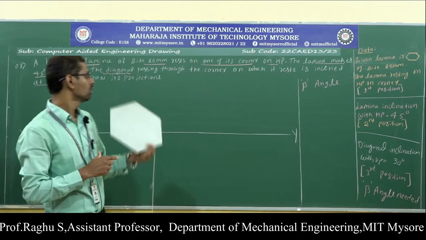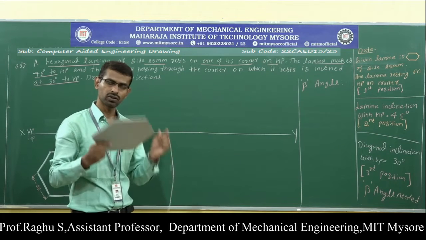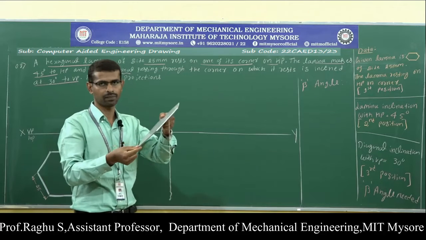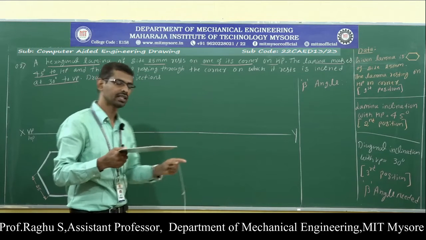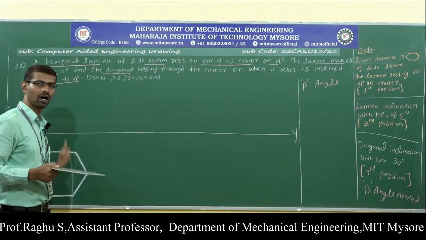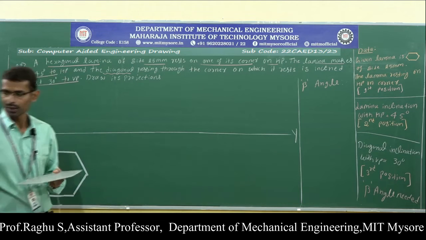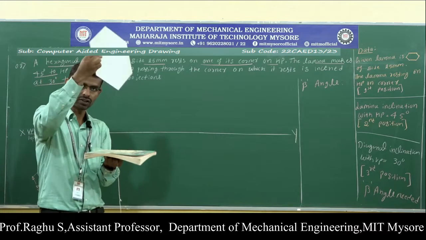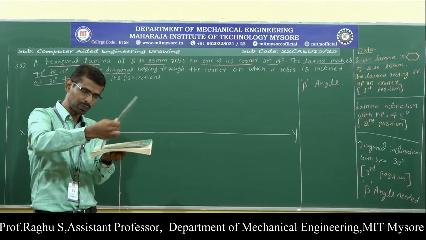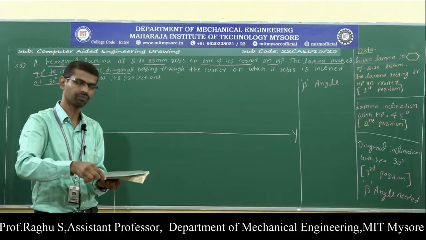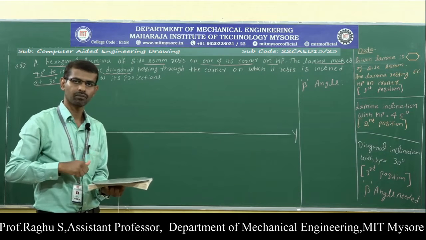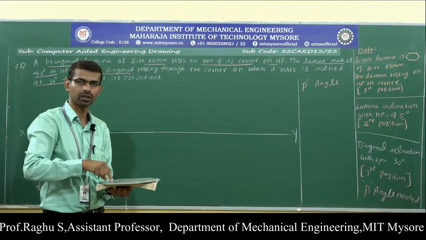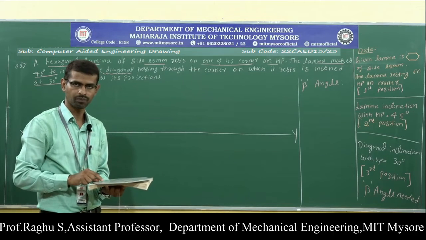First, check whether the lamina is resting on HP or VP. In the problem, it is mentioned that the lamina rests on HP on one of its corners. Therefore, construct the top view of the lamina on the horizontal plane. When the lamina rests on HP on one of its corners, first place the lamina completely on HP. Now, look at the lamina from the top. Here the true shape comes on HP. Therefore, start the first position with the true shape.